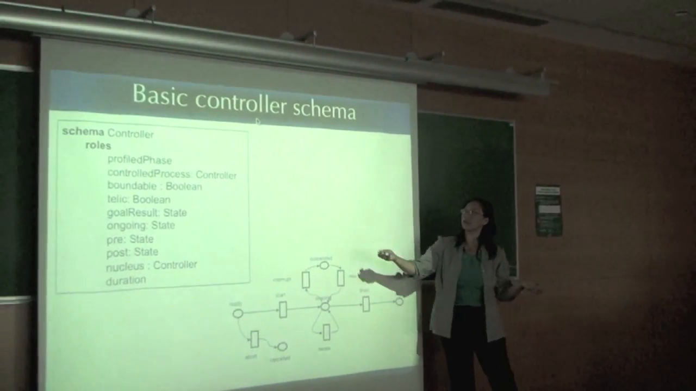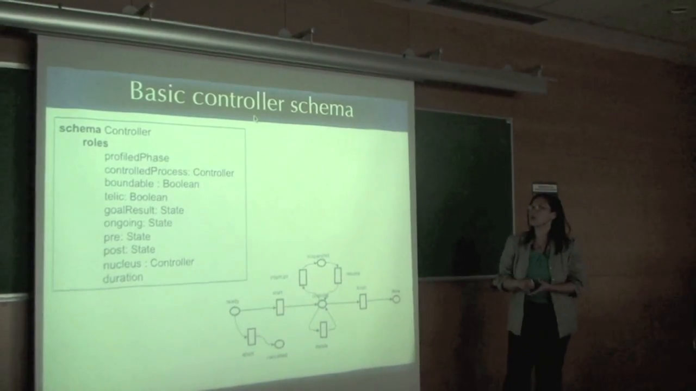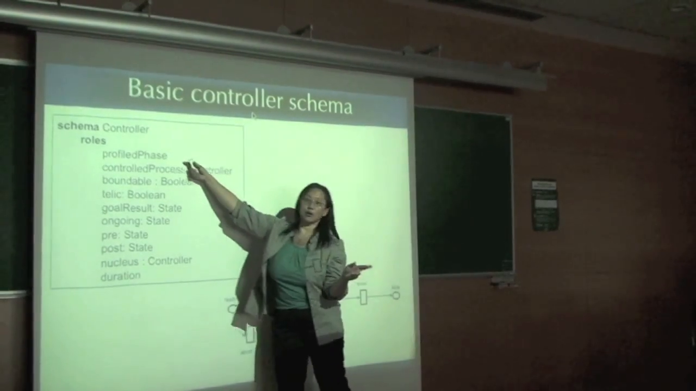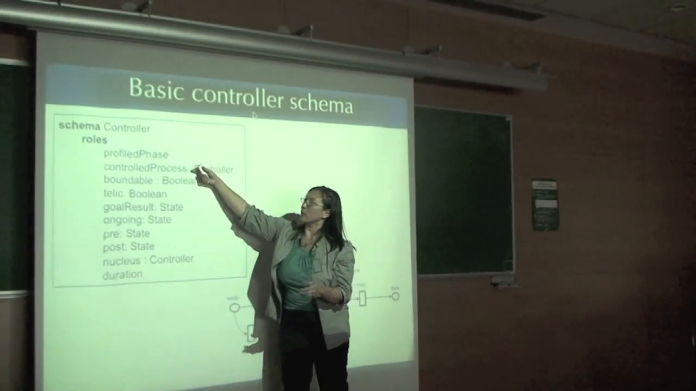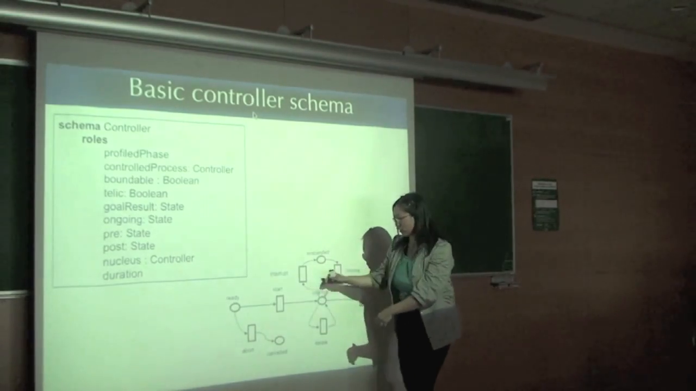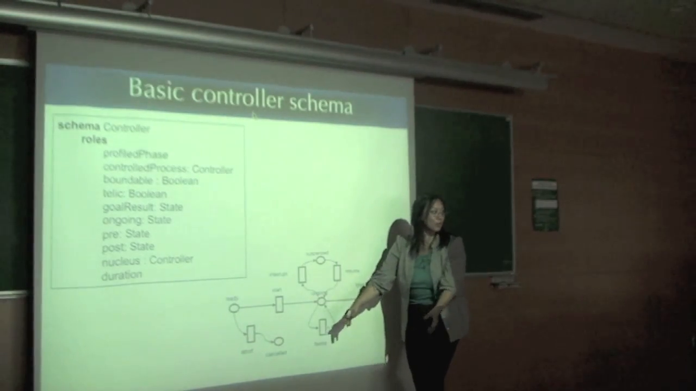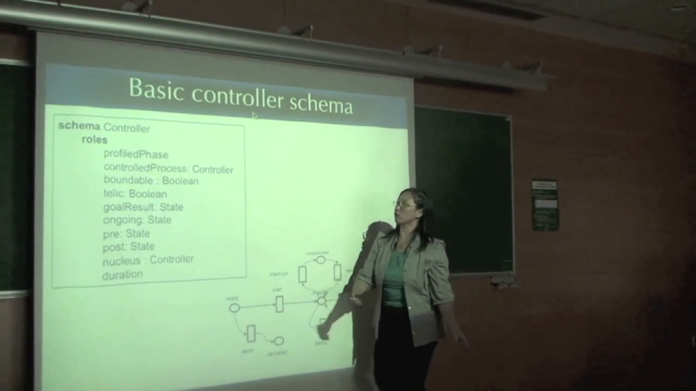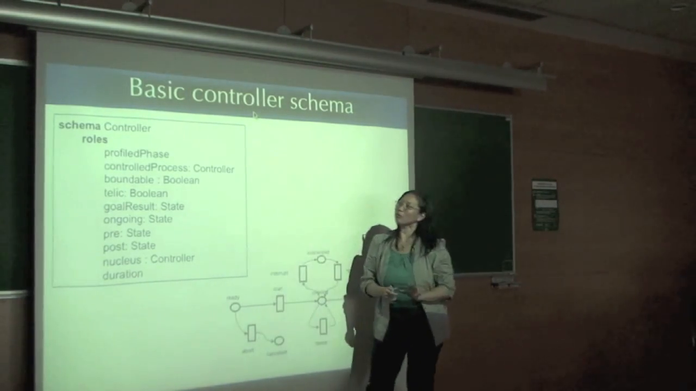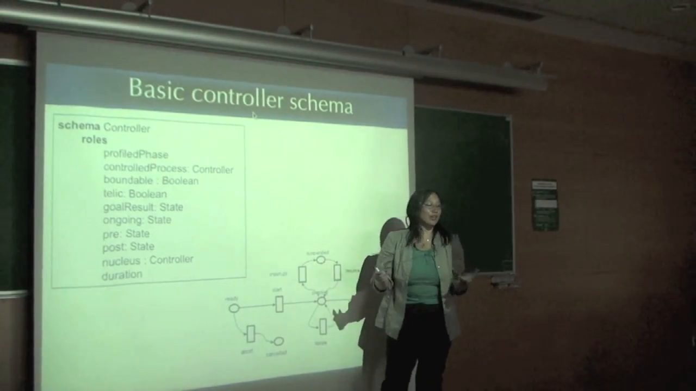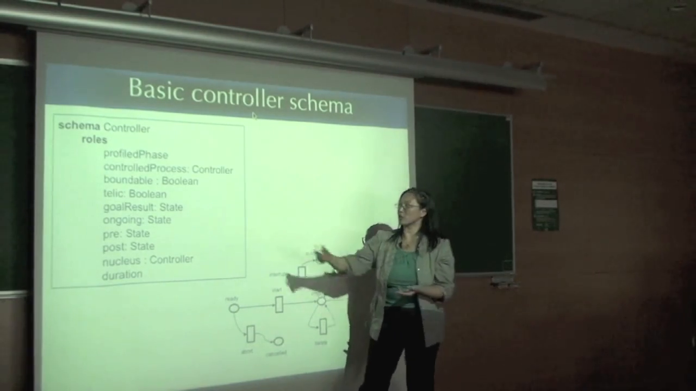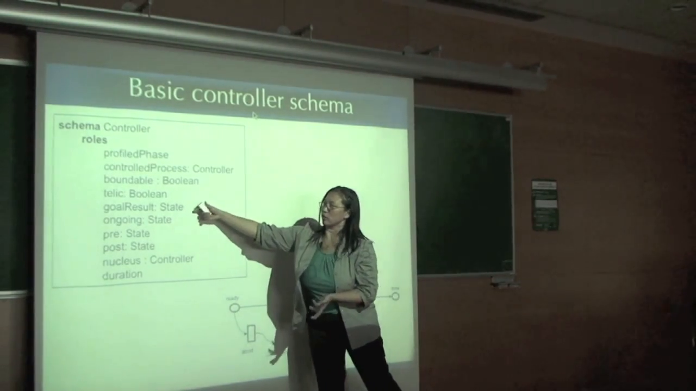And this is not necessarily exactly the final perfect list, but maybe you want to talk about the profiled or highlighted phase. Maybe you want to talk about whether there's a controlled process, like controlling the process of walking, for example. Which actual action are you doing? Is it boundable, could it have an end? Some things couldn't, and some things could. Then there's the T-link: does it have a goal? Is there a result of the goal?